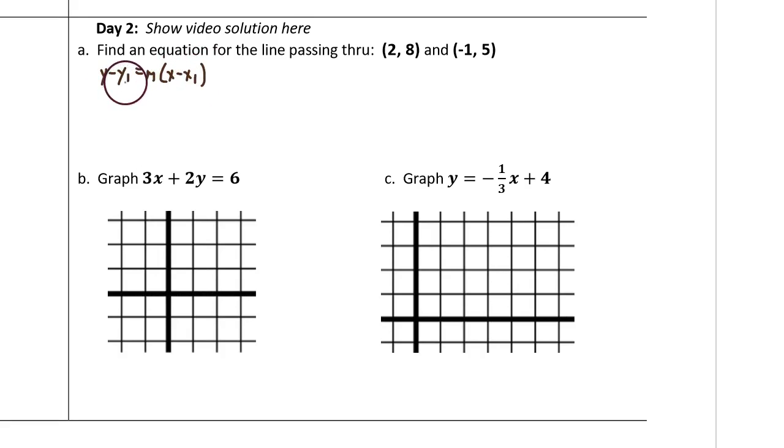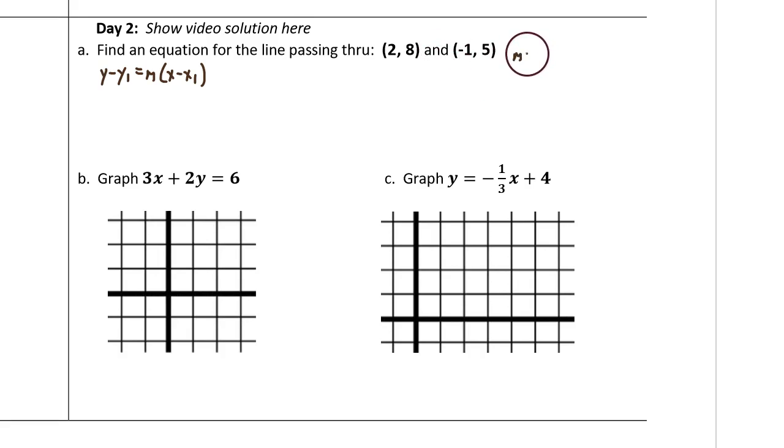In this formula, the y1, the m, and the x1 are numbers that you substitute. The letter y and the letter x remain as variables. Now, to use this formula, we need to know a value for m, which means the slope. And we can find the slope when given 2 ordered pairs. We did that in yesterday's bell work.